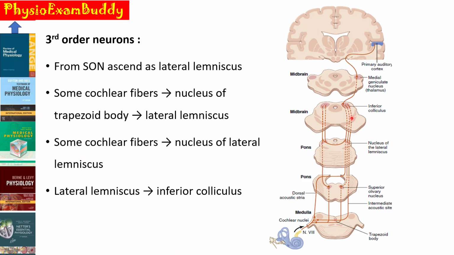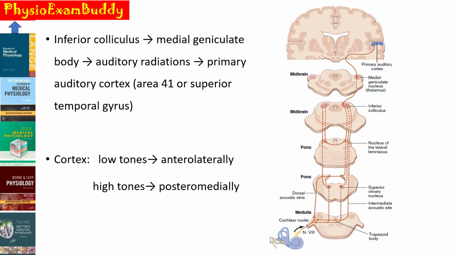So these neurons, that is from the superior olivary nucleus up to the inferior colliculus, belong to the third order neurons. And from the inferior colliculus, the fibers go into the medial geniculate body and form the auditory radiations and finally end in the primary auditory cortex, which is area number 41 of the superior temporal gyrus.